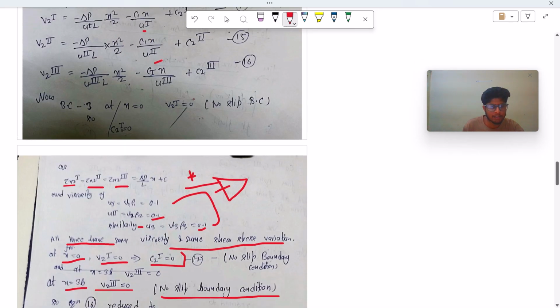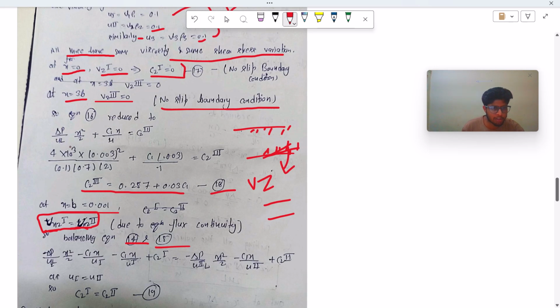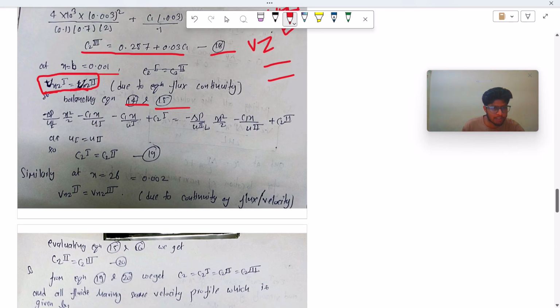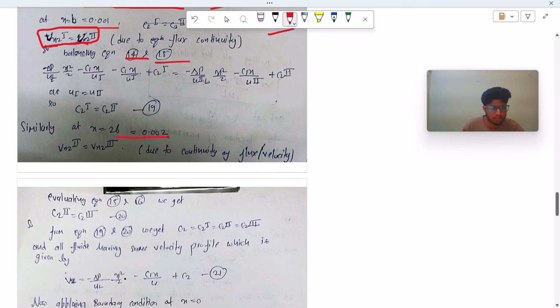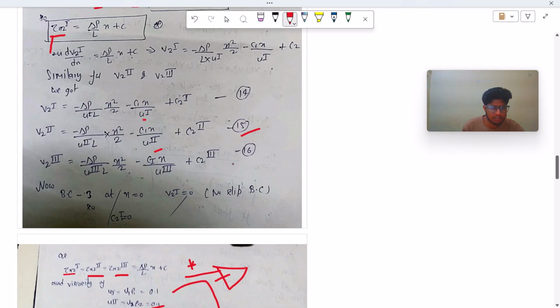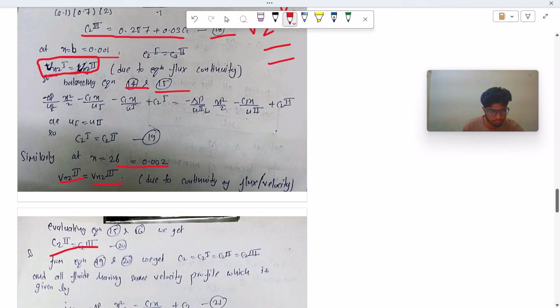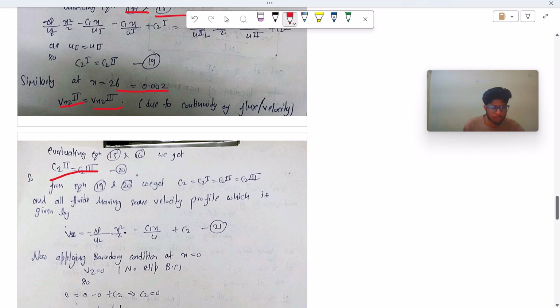Okay, and again we apply the flux continuity equation at x equal to 2b, that is 0.002. Again flux continuity, so velocity vxz2 equal to vxz3. So again evaluating the 15th and 16th equations, we get C22 equal to C23. So from equations 19 and 20, we get C2 equal to C21 equal to C22 equal to C23, and all fluids have the same velocity profile.